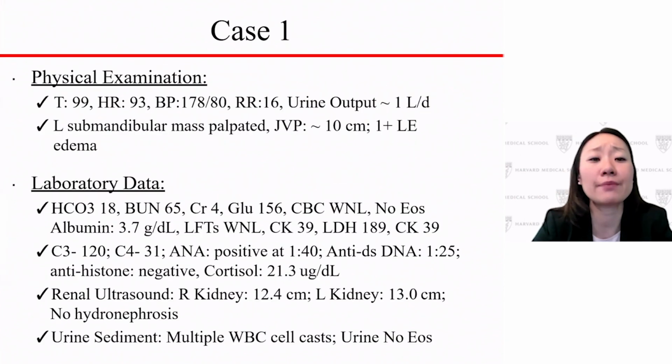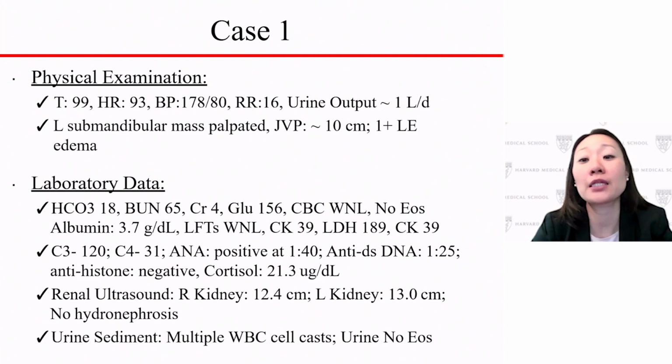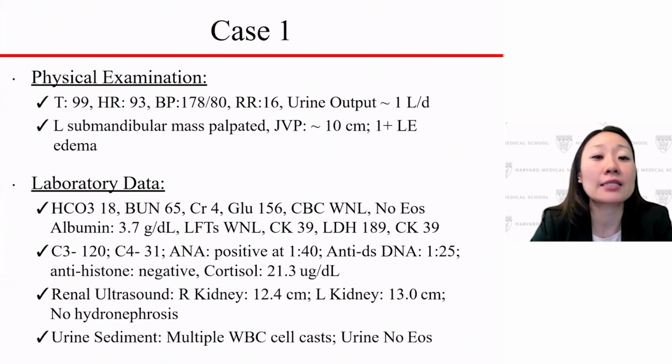On physical exam, his heart rate was 93, and he was hypertensive with a blood pressure of 178/80. He was producing approximately a liter of urine per day, and the left submandibular mass could be palpated. He had a jugular venous pressure of 10 and lower extremity edema. On the laboratory findings, he is noted to have metabolic acidosis with a bicarbonate level of 18, BUN 65, an elevated creatinine of 4, no eosinophilia.